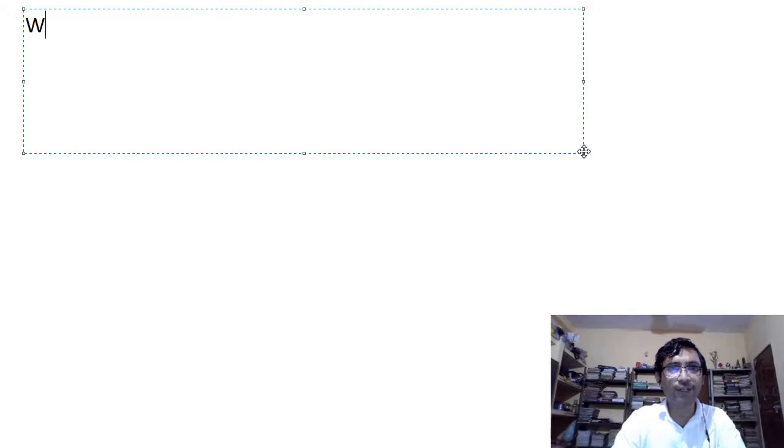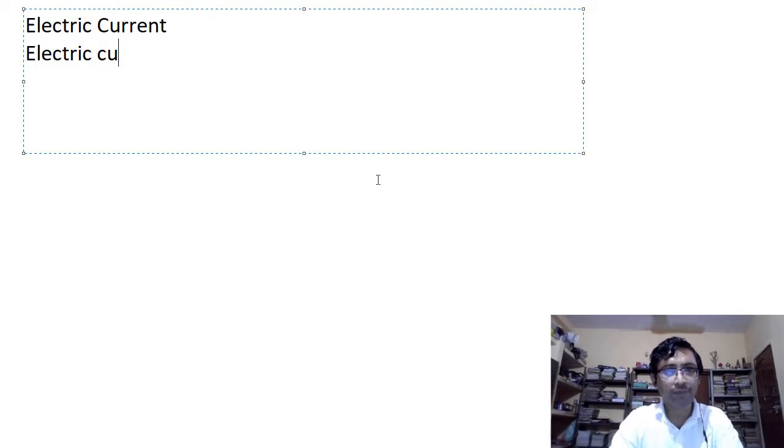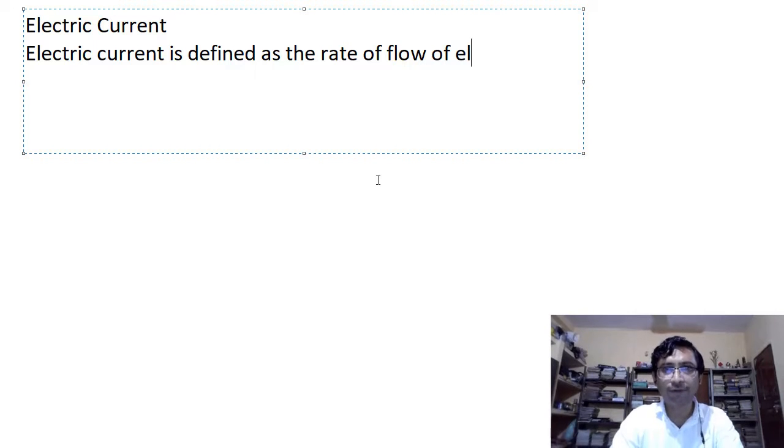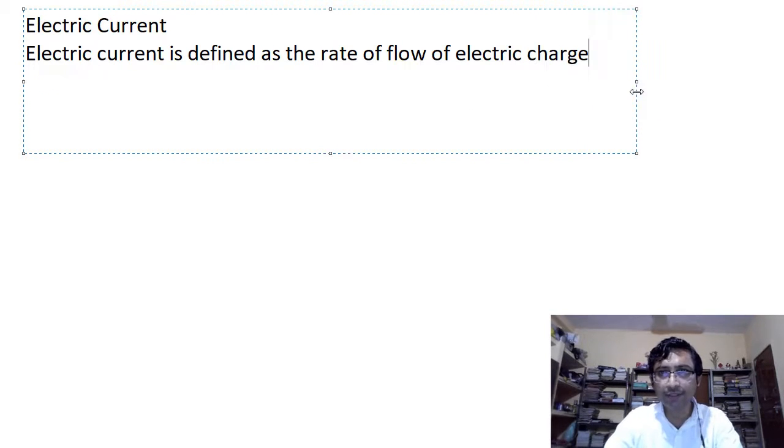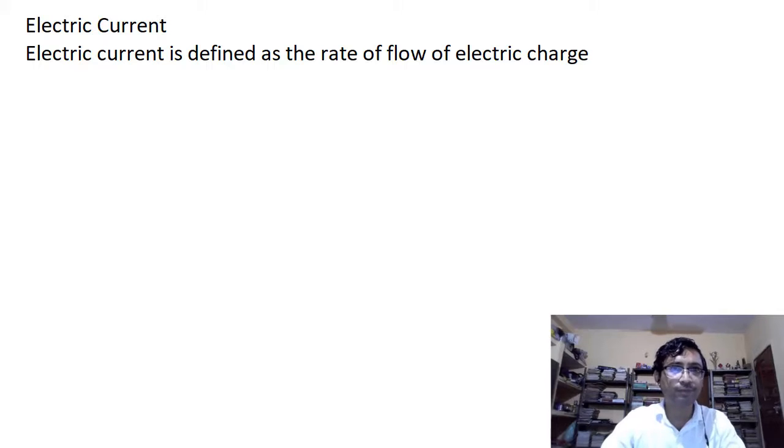So without wasting any further time, let us straight away dive into today's topic, that is the topic of electric current. Now, the definition of electric current is as follows. Electric current is defined as the rate of flow of electric charge. Now let us try to understand this in some greater detail.